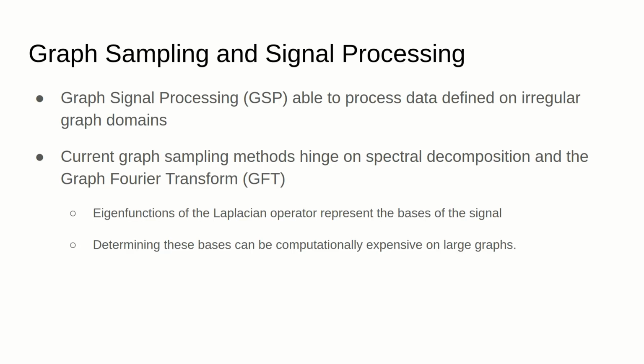First, I want to talk about graph sampling and graph signal processing as a whole. Graph signal processing is a field that is emerging to process data which is defined on irregular graph domains. Current graph sampling methods rely on spectral decomposition and the graph Fourier transform, and these operations are based on expensive computations which determine the eigenvalues and eigenvectors of the Laplacian matrix of the data or the graph.